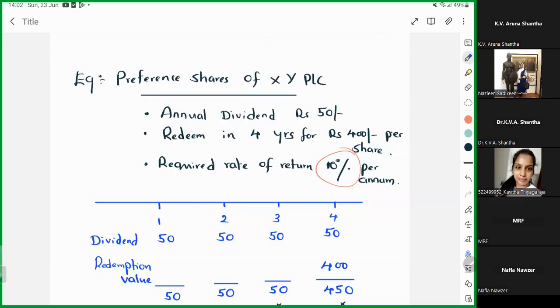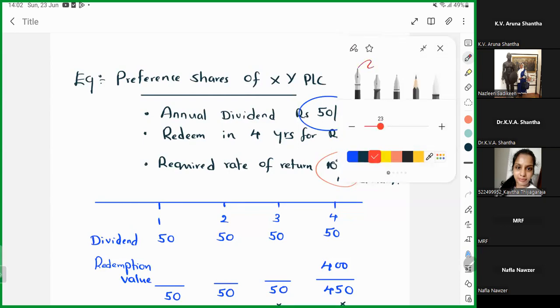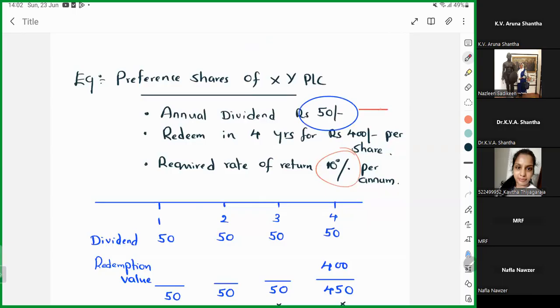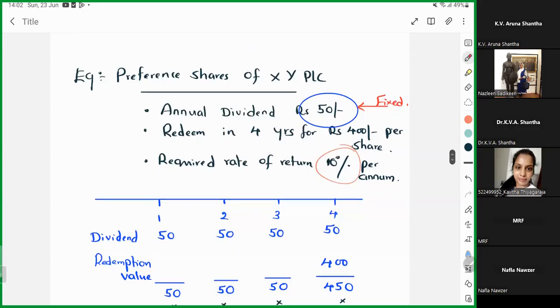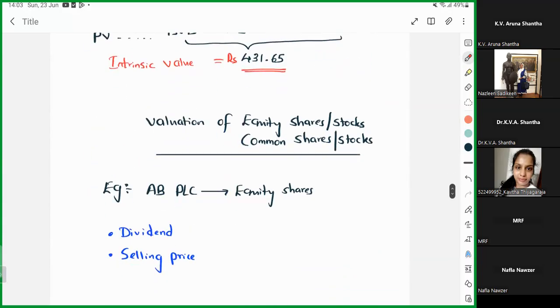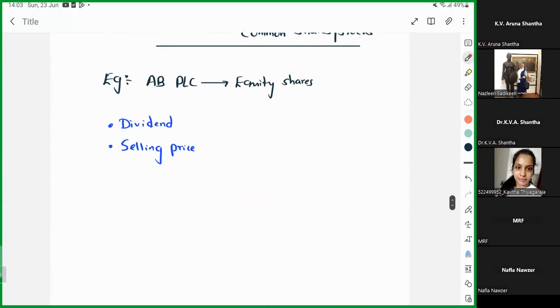In preference shares, you know the dividend because it is fixed. The amount of the dividend is given at the time of issuing the shares, and the redemption value is also fixed. But for equity shares, these two are not fixed. The dividend is floating.